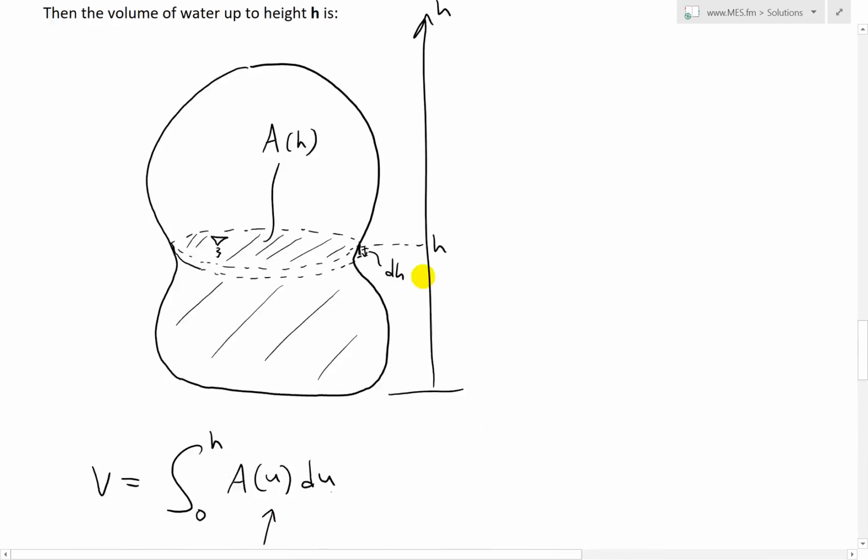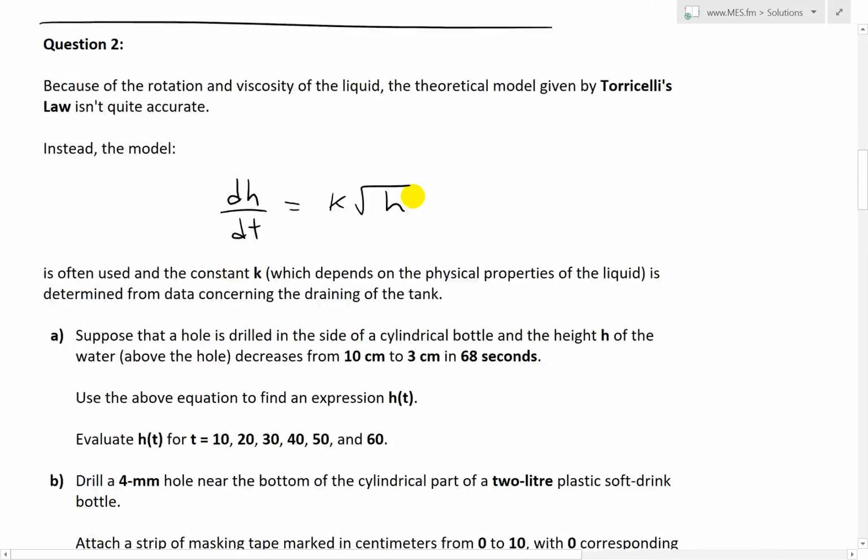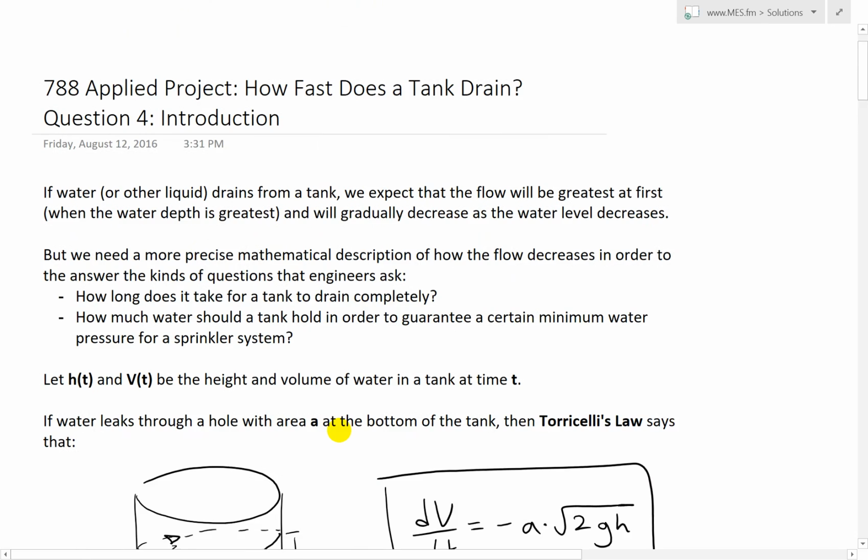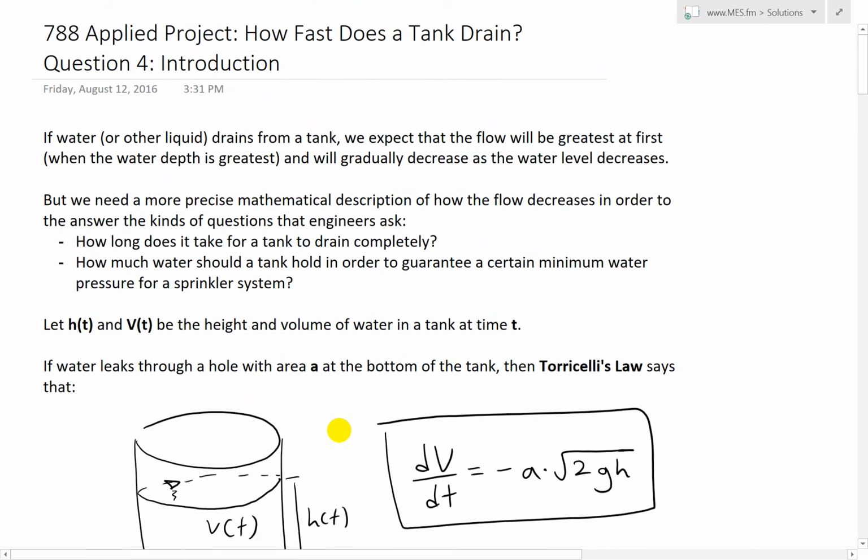Anyways, that's all for today. Hopefully you'll learn from this pretty interesting video on just a general shape of a tank as opposed to the typical cylinder that I went over in my earlier videos.